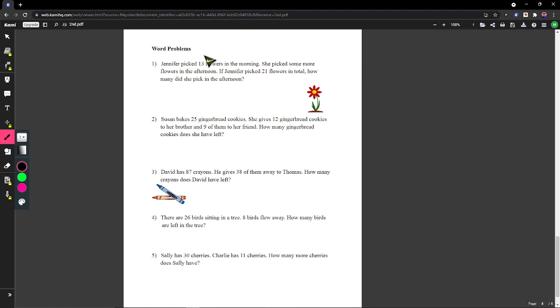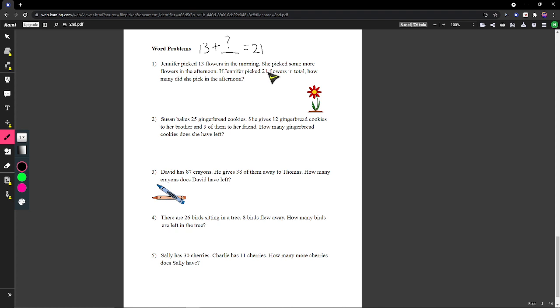So it says that she picked 13 in the morning. She picked some more flowers in the afternoon. So we don't know how many she picked. It's like a little unknown. But by the end of it, she had 21. So how many did she pick in the afternoon? Well, to solve these kinds of problems, you would have to do the reverse.